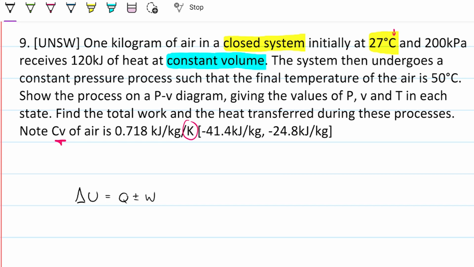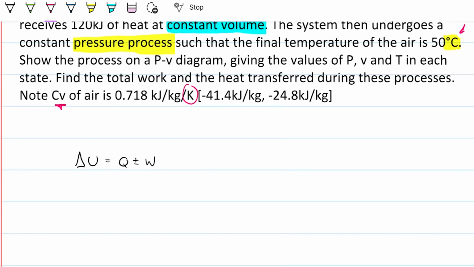The system then undergoes a constant pressure process. Whenever you hear or read that, you need to be thinking to yourself, okay, if it's a constant pressure process, that means that when I do the integration for work, pressure comes out of the integral, so it's just pressure times the difference in volume. So it's an easy way to find work. And the final temperature of air is 50 Celsius. Once again, we have Celsius there that I want to convert into Kelvin. We want to show the process on a PV diagram, give the values of pressure, volume, and temperature for each state, and also the total work and the heat transfer.